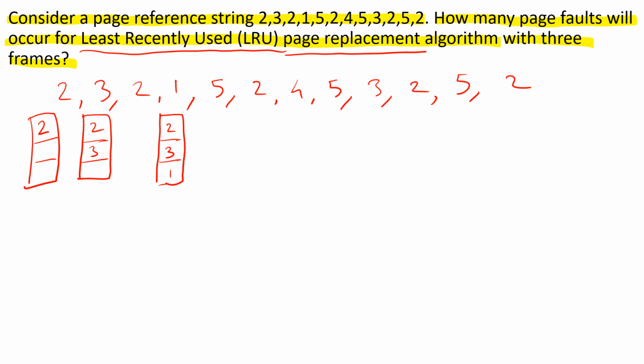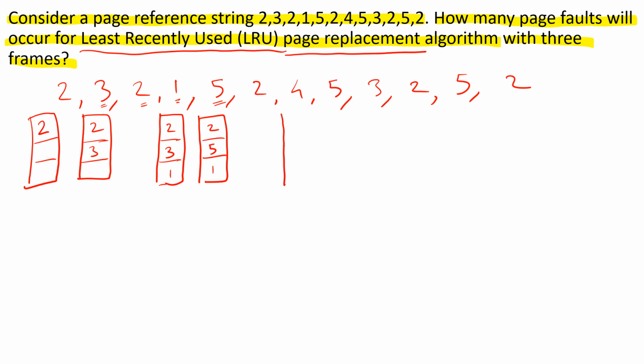Okay, so you see now we want page number 5 and one of these 3 pages 2 3 1 shall be replaced. So look into the past, 1 is used here, 2 is used here, and 3 is used here. The least recently used page is 3, so we replace page number 3. So we get 2 5 1. Then we need 2, it is already there, we use it, no page fault.